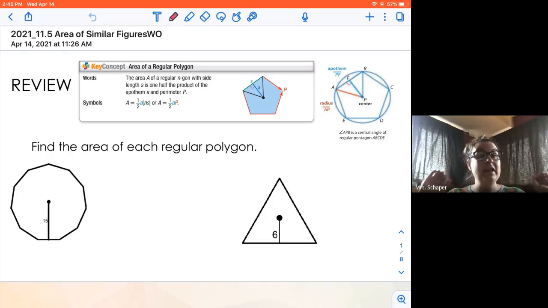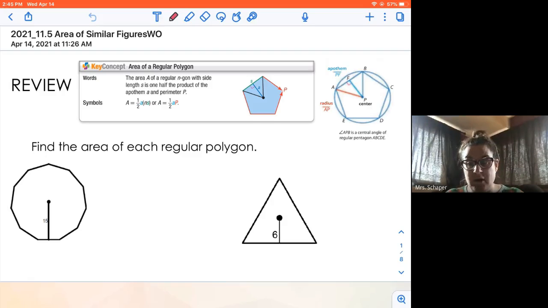Mathematicians, we are in our last section of chapter 11. This is area of similar figures. Just a recap of what we talked about yesterday in terms of finding the area of a regular polygon. I'm going to walk you through these and then we're going to move forward.